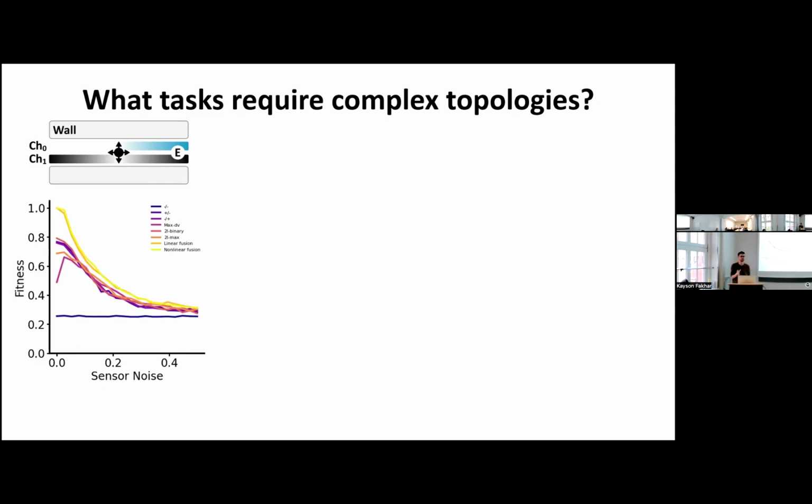If you use the information from one channel and ignore the other one, you get fitness which starts around 0.7 and then decays as a function of noise. And finally, if you use linear or nonlinear fusion in this case, you perform optimally, and those are the yellow and orange curves here. So the question is, how can we change this simple task to see a bigger difference between these algorithms, or to break some of them?